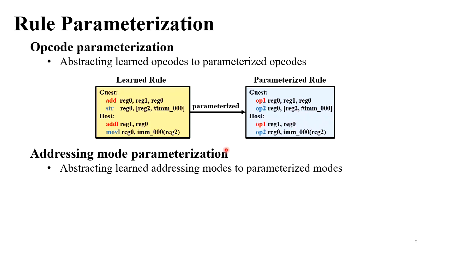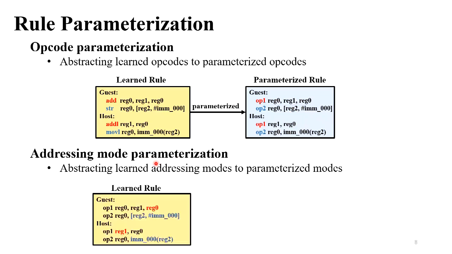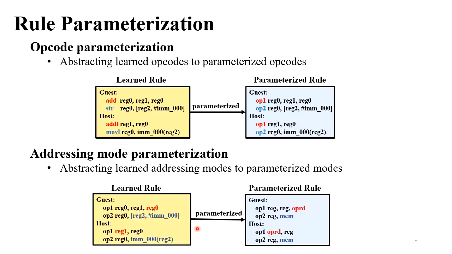The addressing mode parameterization comes next. In this example, in the OP1 instruction, the third operand will be parameterized as OPRD, and in the OP2 instruction, the second one will be parameterized as MEM. In this case, those addressing modes include register, memory operand, constant, and others.